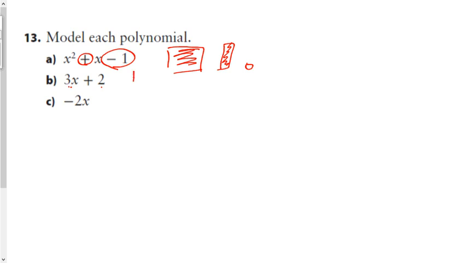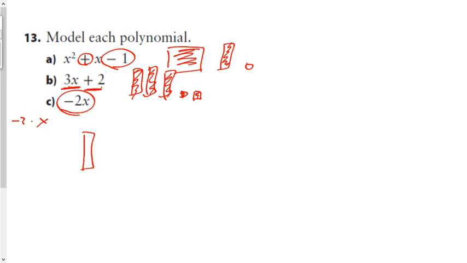Binomial, 3 x's will be an x, and an x. That is positive 3 x's because they're shaded in. And a positive 2 will be a small and a small. 3x plus 2. And your last term is just a monomial of negative 2x. Remember, it's the product of negative 2 and x. What does that look like as an algebra tile? That's a negative x. That's a negative 2x. And that's your answer. Okay, that's up to 13.